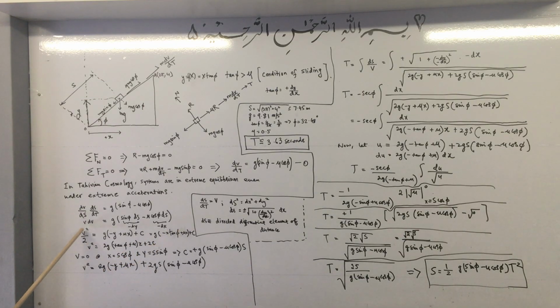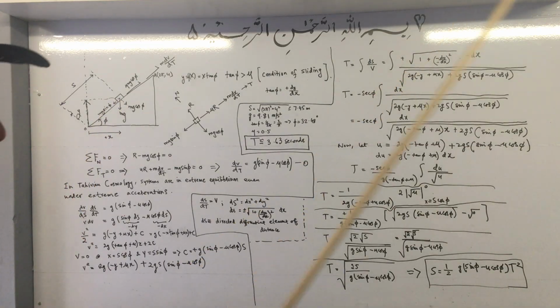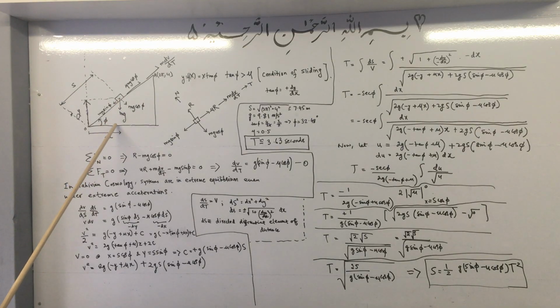v square over 2 is equal to this. So v square is equal to this. Let's suppose if we release the box here, then here the velocity will be 0. As soon as we release it, it starts moving down. So velocity is 0 at x is equal to s cos phi. So s cos phi is this distance, and s sin phi is this distance. So we get c is equal to g sin phi minus mu cos phi times s. So v square becomes this.